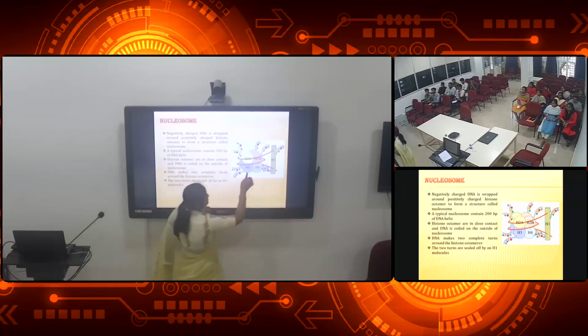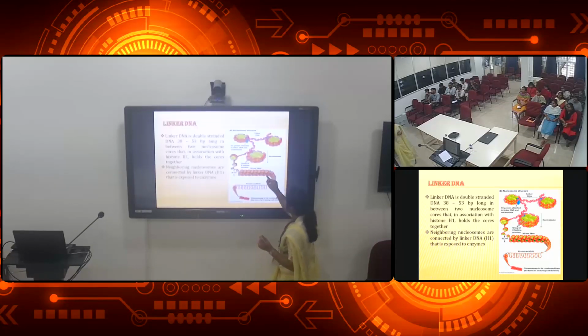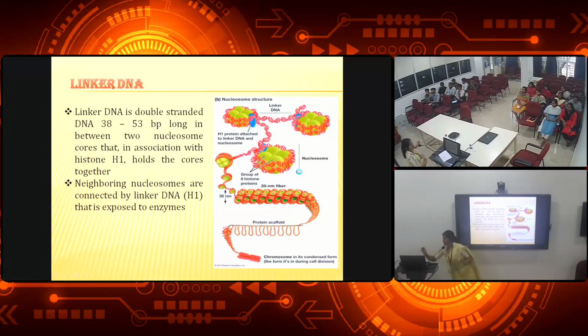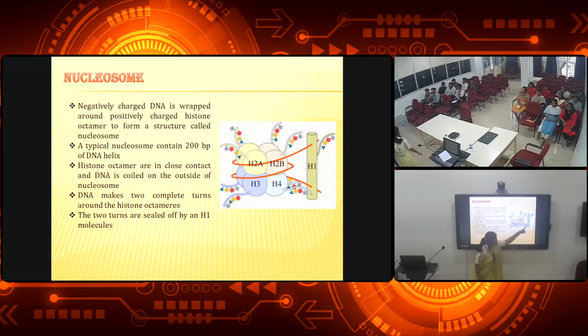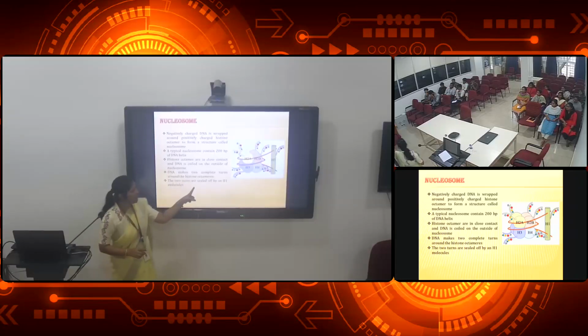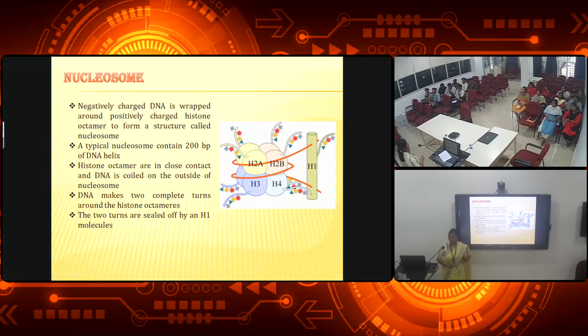Okay? So in these two turns, the DNA is wrapped and present. This DNA must be packed very tightly, right? So now the two turns are shielded off by an H1 molecule. H1 molecule. So that the two turns do not come loose, one more histone protein helps. Okay, the name of that histone protein is H1.